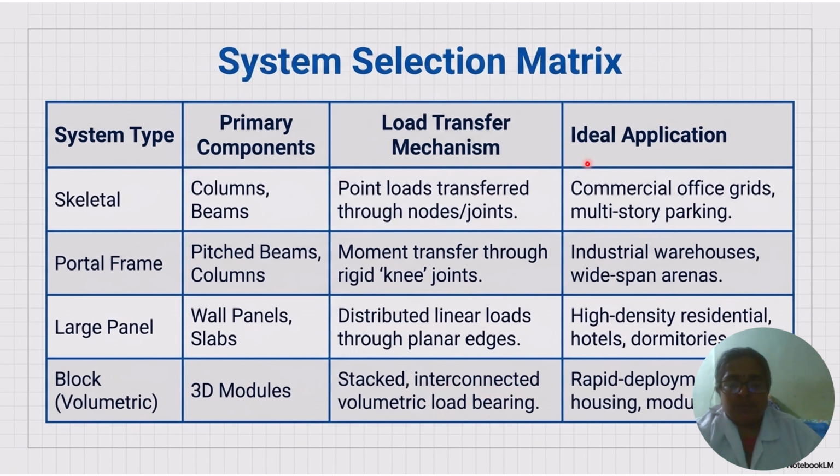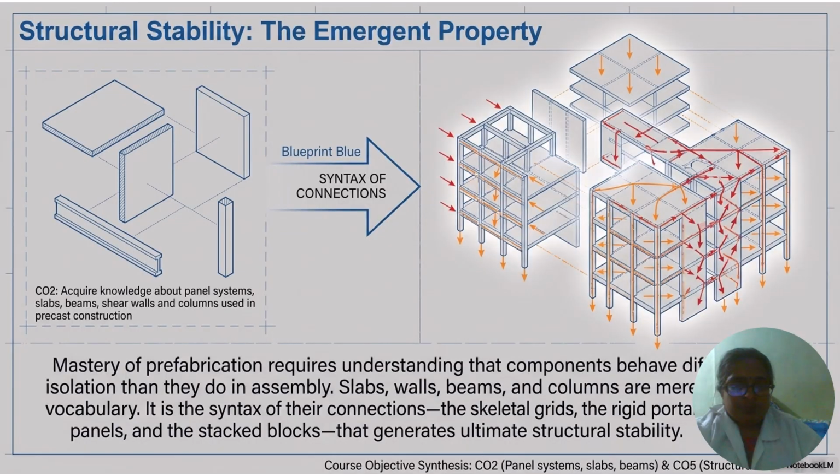So the ideal applications of each system: skeletal is used in commercial office grids and multi-story parking, portal frame is used in industrial warehouses and wide span arenas, large panel is used in high density residential, hotels and dormitories, and block volumetric type system is used in rapid deployment housing and modular construction.